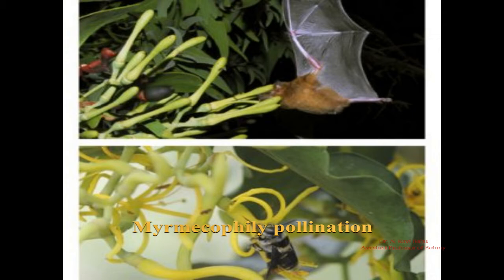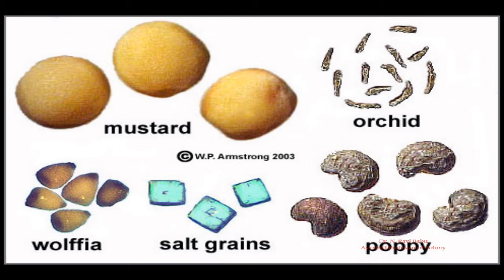Myrmecophily is a type of pollination where bats used to help in the process of pollination, right? Next, the fruits and seeds are very small and usually dispersed by wind, insects, and birds.